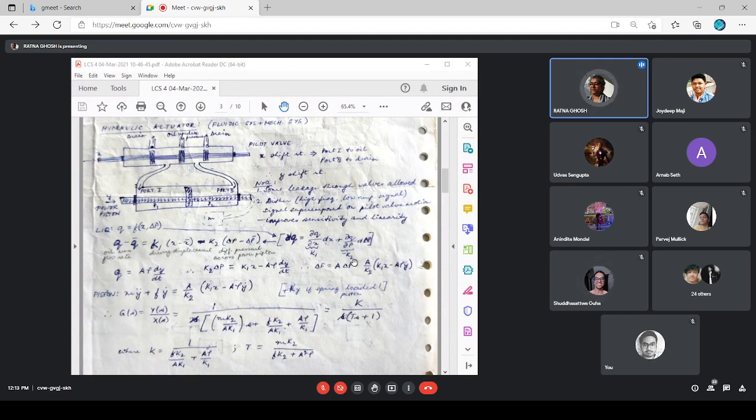If you want to do even higher order modeling, or if you want to build other dynamics into it, you are free to do that. That can be done. Okay?